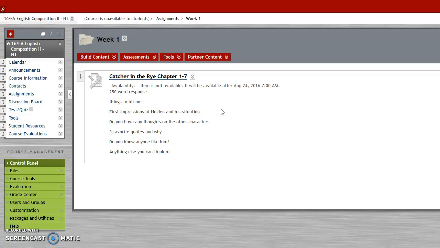After you read the chapters, you could write about the first impressions of the main character, thoughts about other characters, your 3 favorite quotes from the chapters. Do you know anybody like the main character, and really anything else you can think of. This is just to get you guys thinking about the novel, and eventually this will be where you start thinking about your research. But for now, we're just going to start with the reading, and we'll get into the research in week 2.